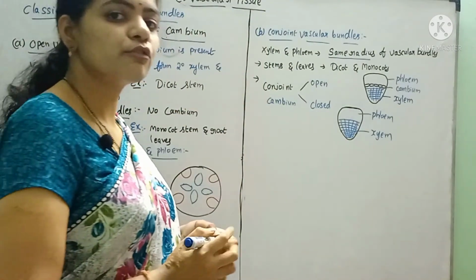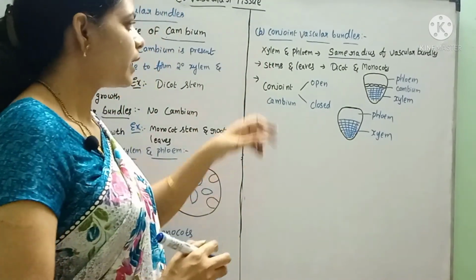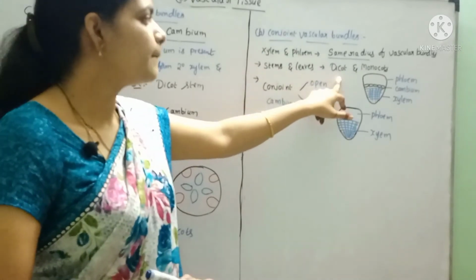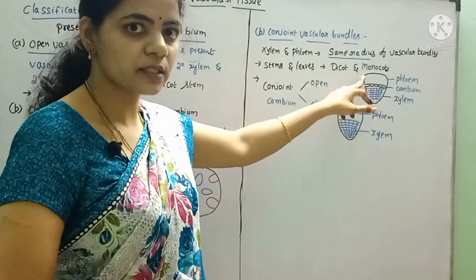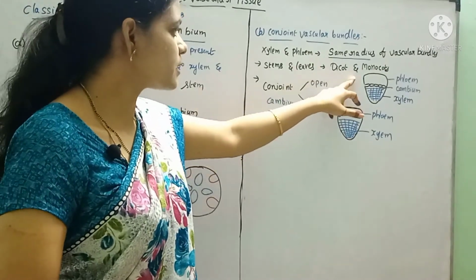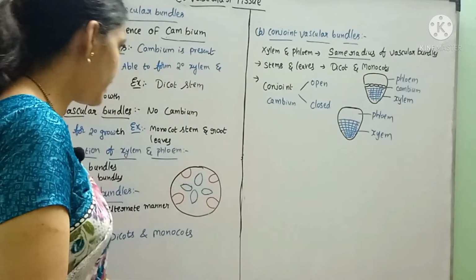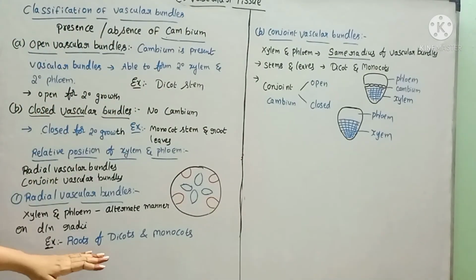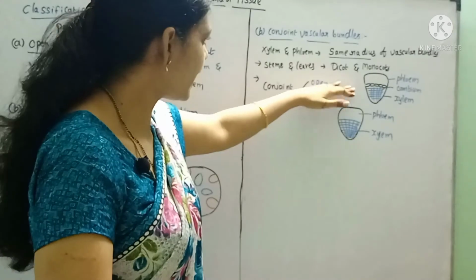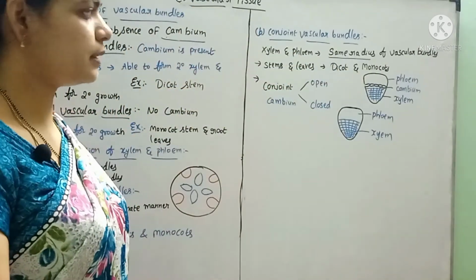That condition is called a conjoint vascular bundle, and this condition is seen in the stems and leaves of dicots and monocots. That means dicot stems and monocot stems, dicot leaves and monocot leaves have conjoint bundles. Here the root systems of both monocots and dicots have radial vascular bundles, and the stems and leaves of dicots and monocots have conjoint vascular bundles.